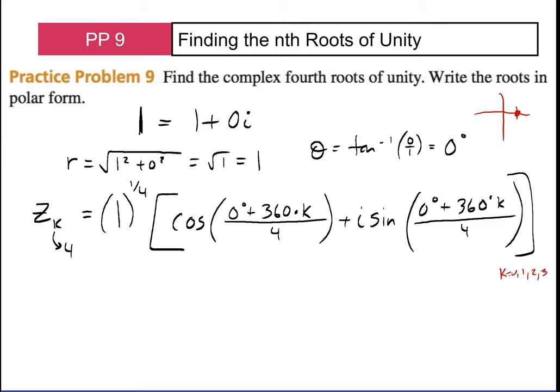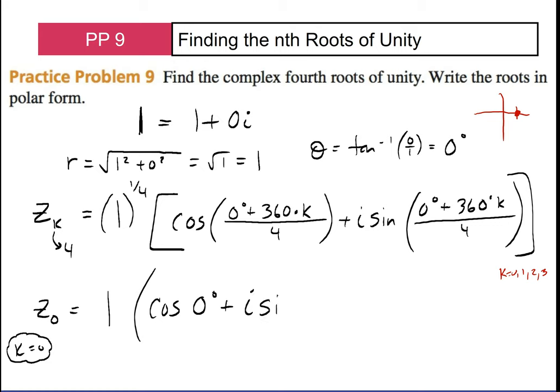All right, let's go for it here on this one. Let's start with the first one here, 0. So z of 0, which technically just means k equals 0. So that's a 1. That's always going to be 1 there. But this was an easy one here. You've got cosine 0 degrees divided by 4, still 0 degrees. And we leave it just like that.